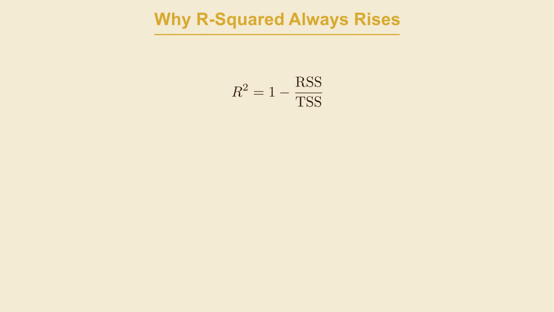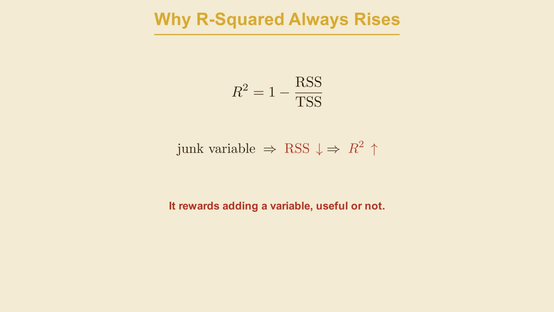Here's why. OLS is going to find some coefficient for that new variable. And almost always, that coefficient won't be exactly 0. Even a meaningless variable will line up with the leftover noise a little bit, just by chance. So OLS is going to use it to shave the residual sum of squares down just a little bit. And a smaller residual sum of squares means a higher R-squared. So R-squared ends up rewarding you for adding the variable, whether it actually helps you or not.